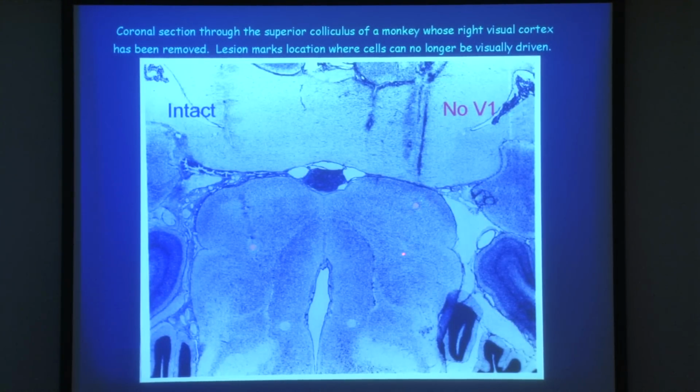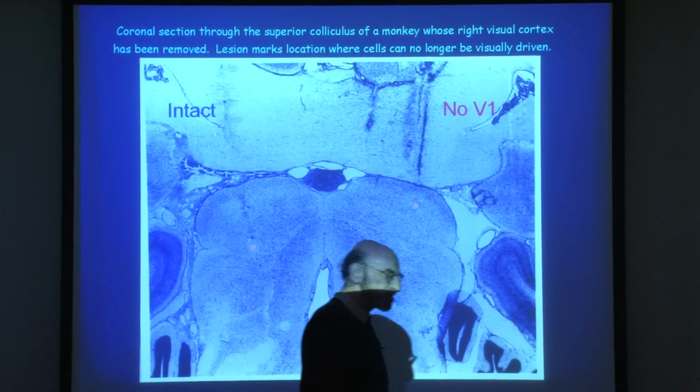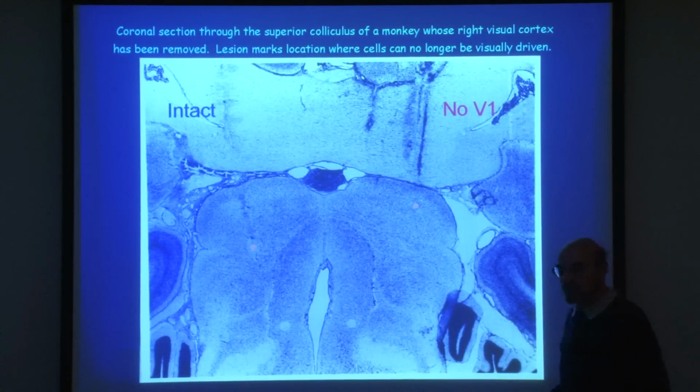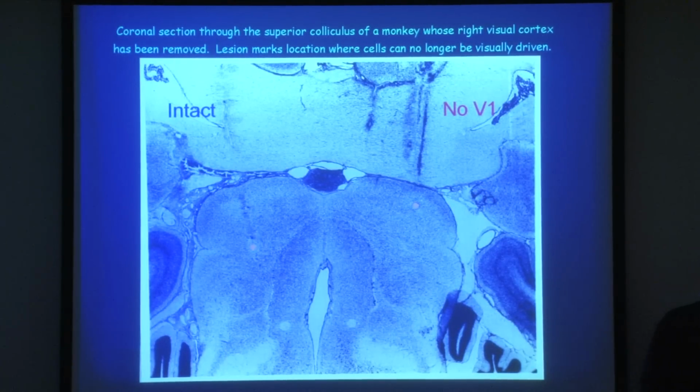So none of these deeper layers could be activated by visual stimuli, because those deep layers indeed are driven by visual inputs from the downflow from the cortex. All right? So that then is the basic rule of what has happened in the superior colliculus. All right, now let's see.